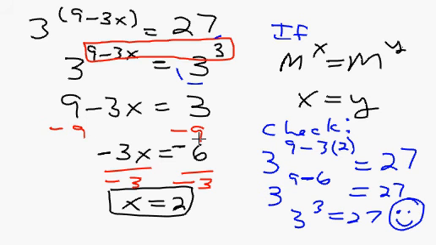So I'm going to subtract 9 from both sides and get -6, divide both sides by -3, and get x equals 2. You can check your answer by plugging it back in for x, which I did here in blue. So 3 to the 9 minus 3 times 2 would be 3 to the 9 minus 6, which is 3 to the 3rd, which is 27, which is correct. So we have the right answer. Go ahead and pause this if you need to look at it and write it down.